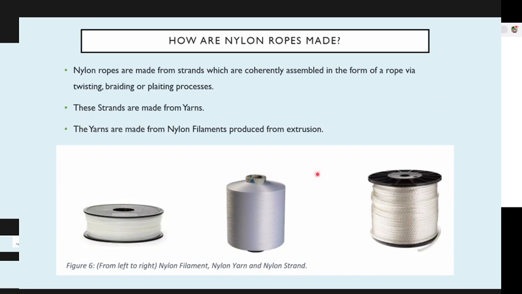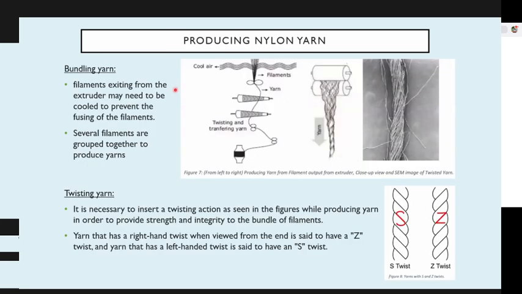And then from these strands, through different types of processes such as twisting, braiding, or plating, we can make the end product, which are nylon ropes. So for building yarn or strands from filaments, we basically take the filaments and extrude them. Oftentimes there is cooling involved, and then we extrude them and twist them to form these twisted yarns.